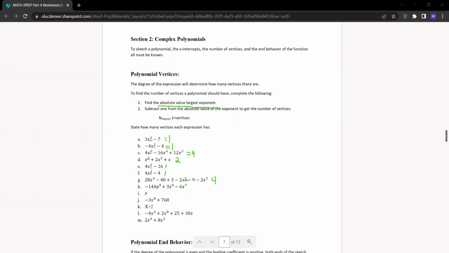Next, we have negative 144x to the 6th plus 3x to the 8th minus 6x to the 7th. Here we have 8, and 8 minus 1 is 7. What about this one? We have x. What is our degree? It's 1. So 1 minus 1 is equal to 0 vertices. We have an exponent of 8 and a degree of 8, so therefore we have 7 vertices. 0 again, 7, and 3. Now we'll move on to polynomial end behavior.